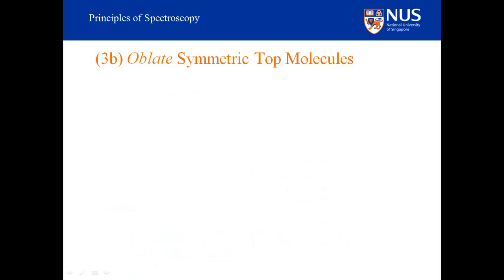What about the oblate symmetric top? Well, here are some examples of oblate symmetric tops: ammonia, boron trifluoride, benzene, and the gold tetrachloride ion. The planar molecules are obviously oblate symmetric tops. Ammonia is not so obvious because it's non-planar. In fact, depending on the bond angle, it could well have been prolate. It depends on the geometry.